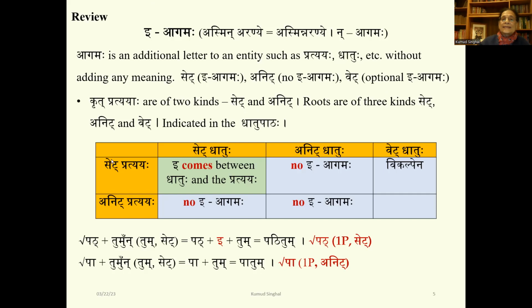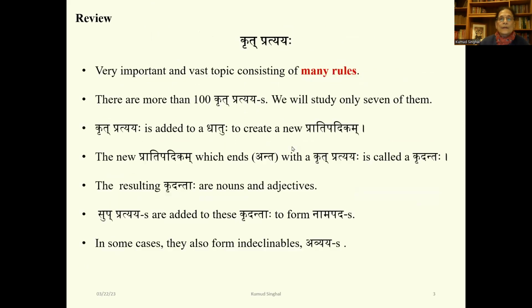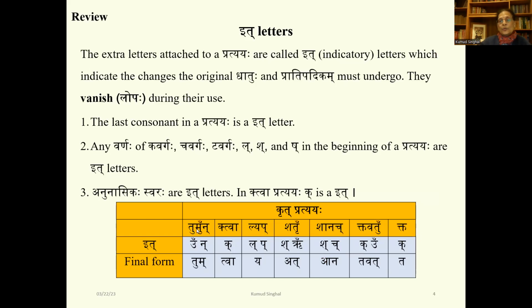So if the pratyaya is set and the dhatu is set, then the agama e comes between the dhatu and the pratyaya. And if either of them is anit, a set and anit combination, then there is no agama. For example, here in this list of 7, tumun and ktva are set pratyayas. Lyap is a vet pratyaya. And shatri and shanach are also vet. And kvasu and kta are set pratyayas. So these 4 are set and these 3 are vet pratyayas.